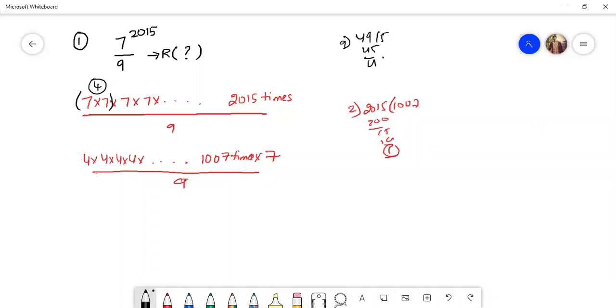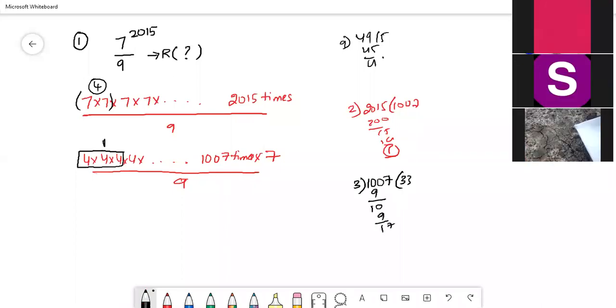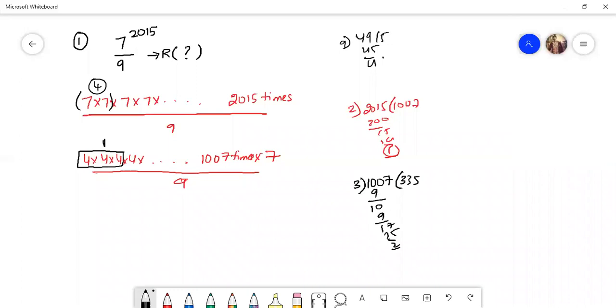Again, let me check. 4 by 9, no use. 4 square is 16 by 9, no use. 4 cube is 64. And 64 by 9, 9 7s are 63, remainder is 1. That means for every triplet, my answer is a 1. So out of 1007, how many triplets can I form? 3 3s are 9, again 3 3s are 9, again 3 5s are 15. My remainder is 2. So 335 triplets I can form.